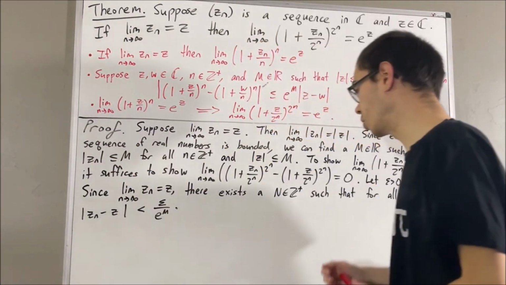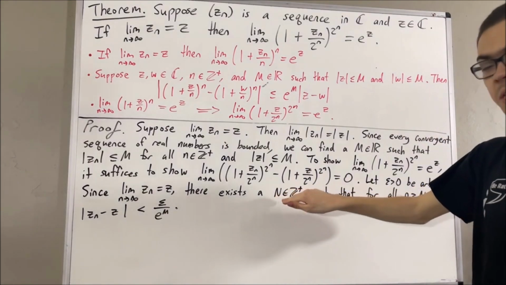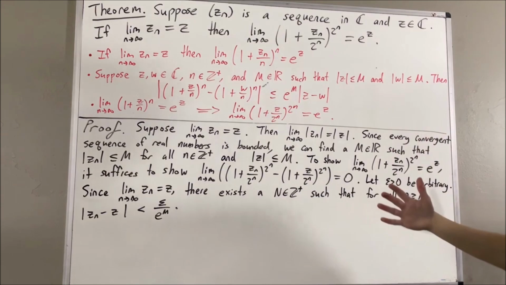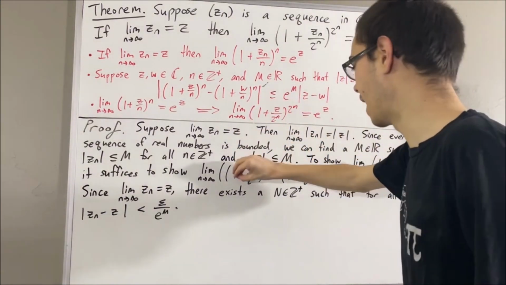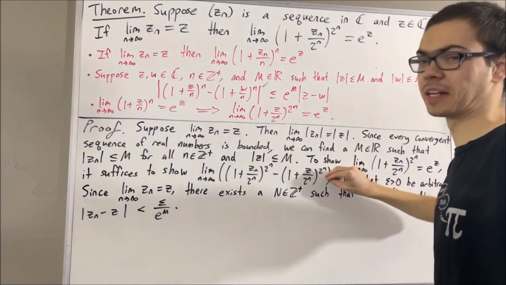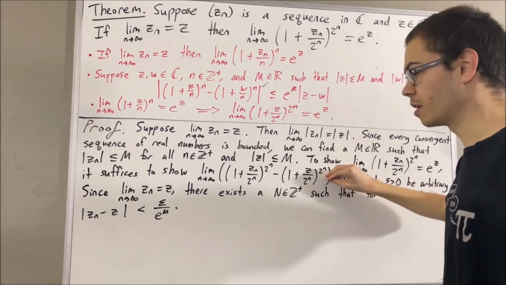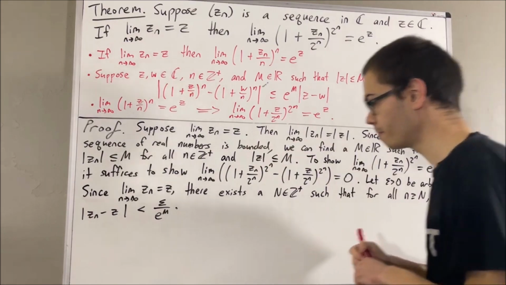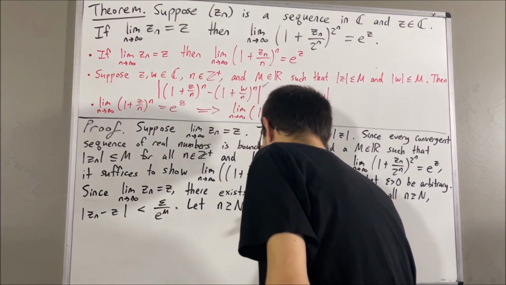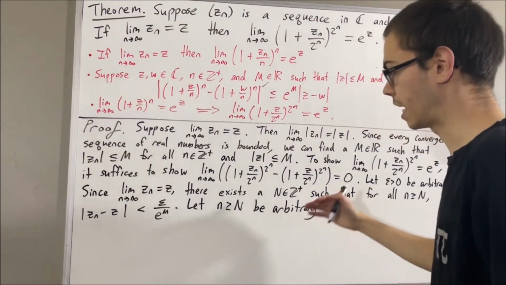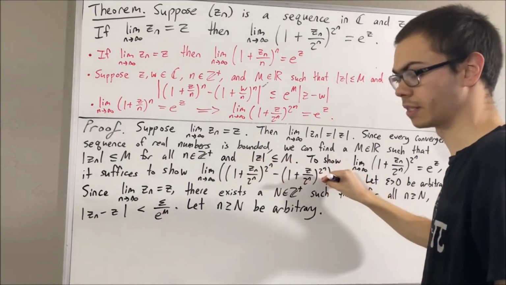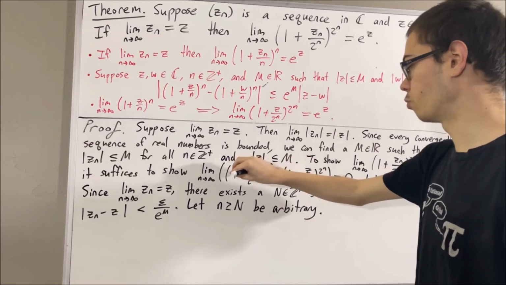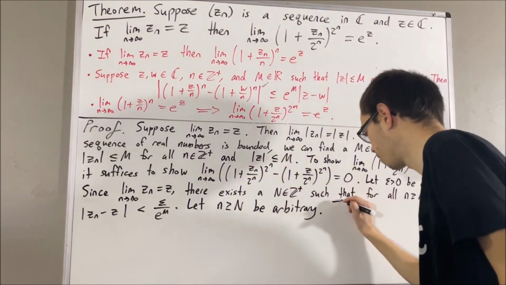Right, and so the claim is, with this choice of capital N, we can show for all n greater than or equal to capital N, the absolute value of the nth term of this sequence is less than epsilon. Right? So to prove that, let's give ourselves an arbitrary n greater than or equal to capital N. And now let's show that the absolute value of the nth term of this sequence is less than epsilon. Well, first we write out the absolute value of the nth term.